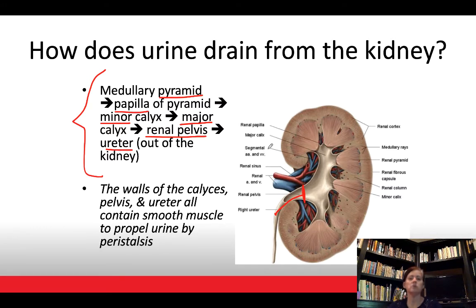And it's important to note too that all of these aren't just passive tubes. These are actually muscular tubes. So the walls of all these structures contain smooth muscles, and they contract to propel urine down the body along the route heading to the bladder.